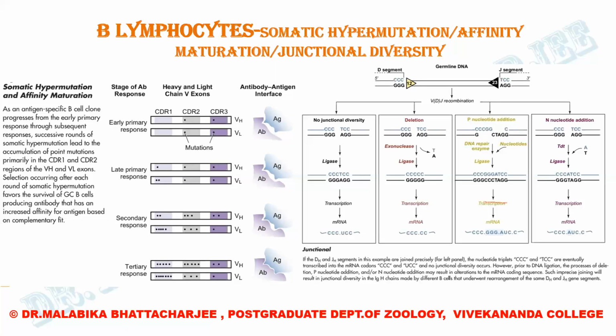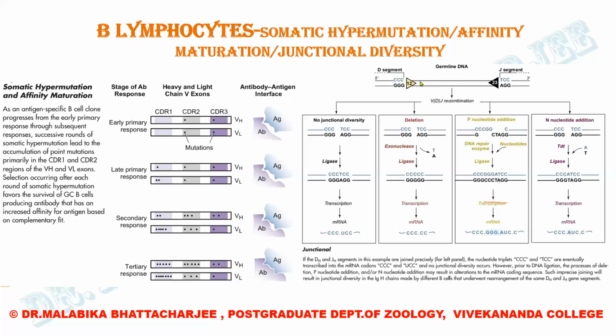So the affinity of the antibody for the epitope has increased as a result of successive accumulation of somatic mutations. So that is somatic hypermutation and affinity maturation. And now coming to the concept of junctional diversity. The right picture shows the concept of junctional diversity. If you remember, junctional diversity arises when the fusion of V, D and J segments is not exact. So the joining is not exact.